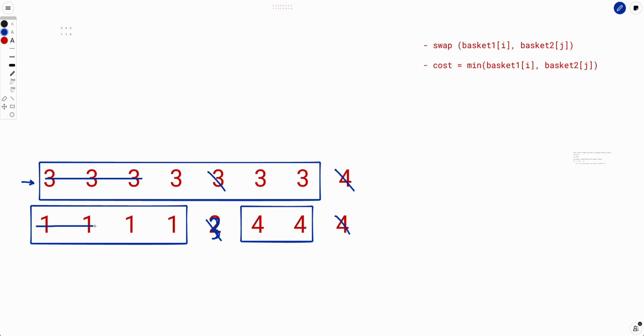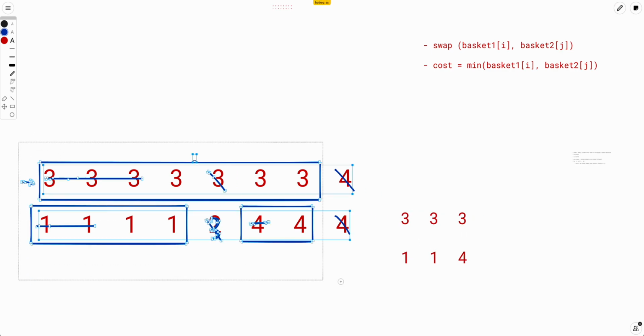Similarly, you will swap half of the second one above and half of 4 above, and by doing this, you will be making sure that after sorting, both basket 1 and basket 2 will be containing equal fruits, right? So now what exactly do we need to swap? We need to swap three threes from here, two ones from here, and one four from here, right? So in essence, we need to make these swaps, right?